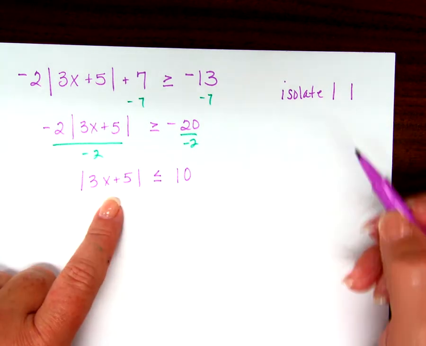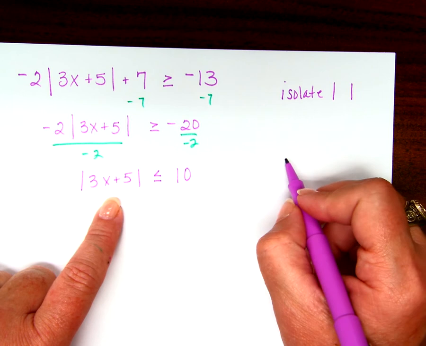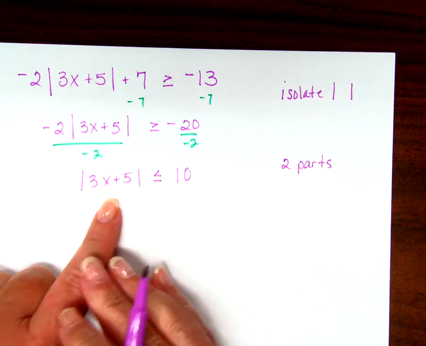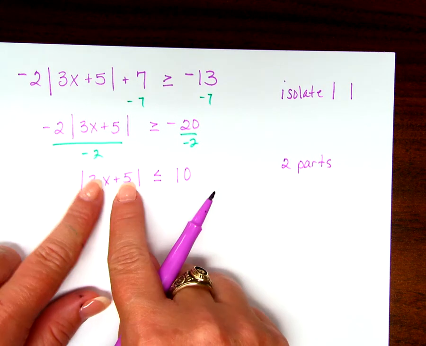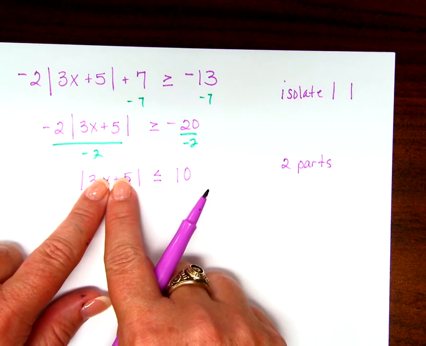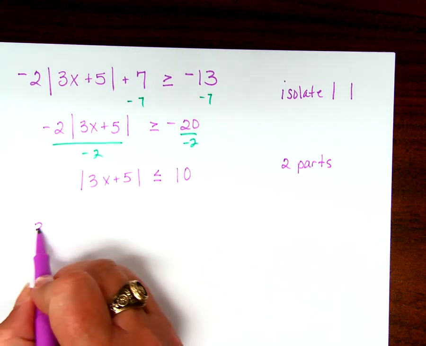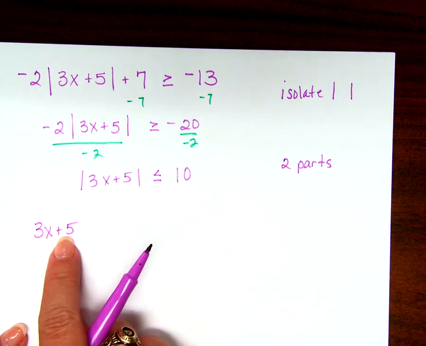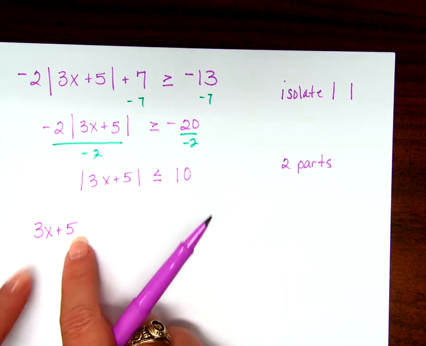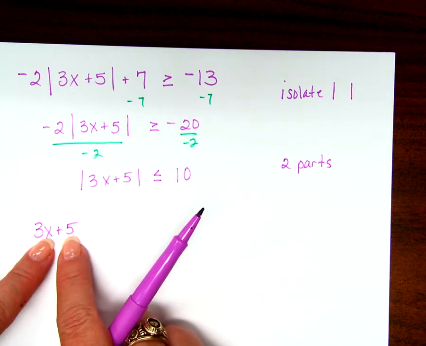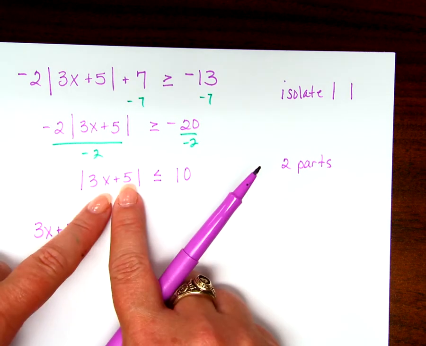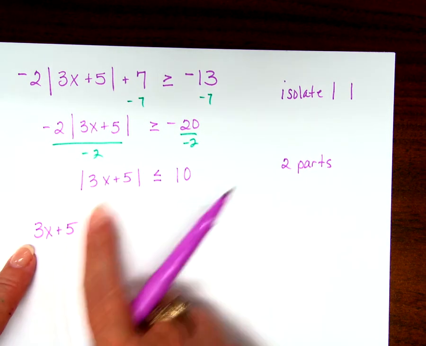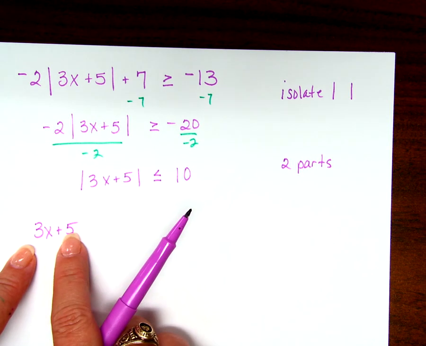Once it's isolated, what do I do now? I got to make it go into two parts. The first part is whatever's inside is exactly what it is. It's the positive whatever's inside. So in this case, 3x plus 5. I put 3x plus 5. What if this said 3x minus 5? What would I put right here? 3x minus 5. Exactly what it said inside the absolute value. Okay, that's just its positive value. Even if it says minus 5, you bring down a minus 5. Okay?